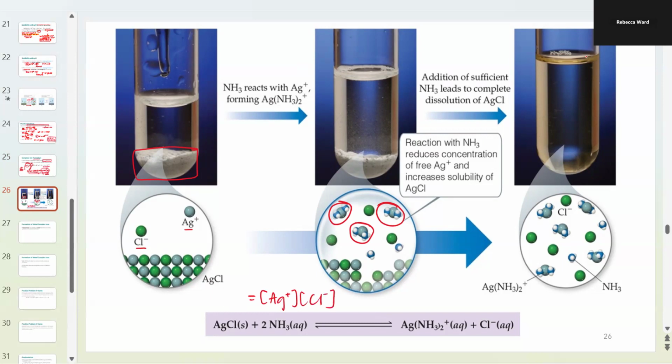In other words, I could put this in terms of Q. So Q is equal to this random time point, and what we're seeing is that Q at this point is less than KSP. So I need to keep dissolving more Ag plus and Cl minus to keep that same KSP value. And if we put in enough ammonia, then we're just going to form all of this complex ion and all of it dissolves.